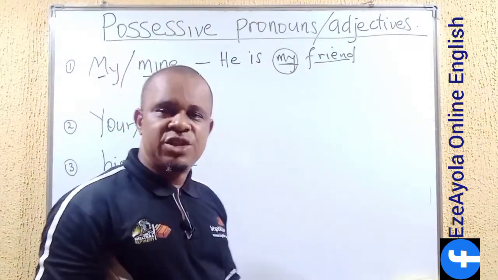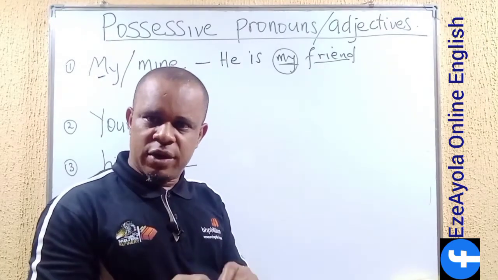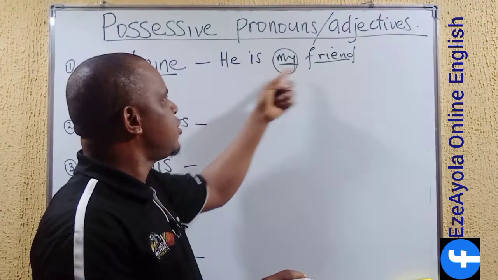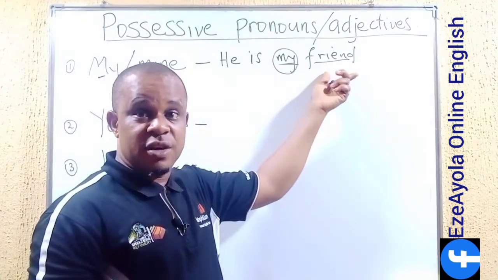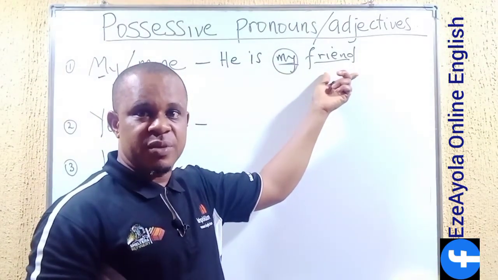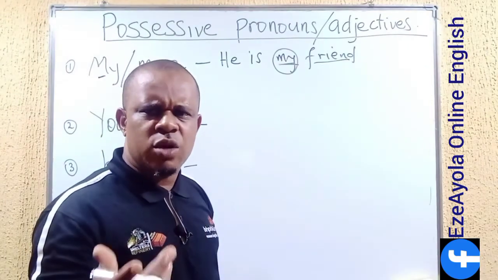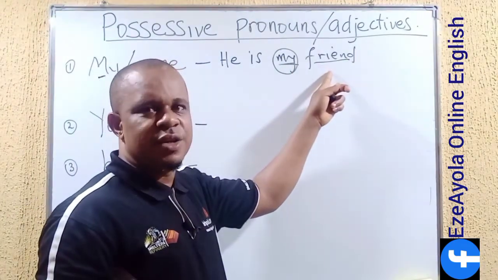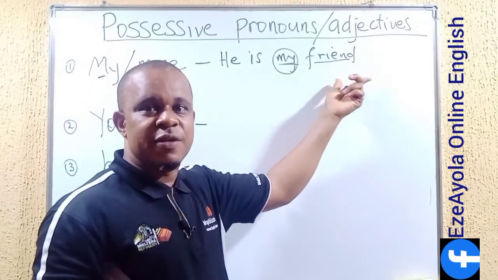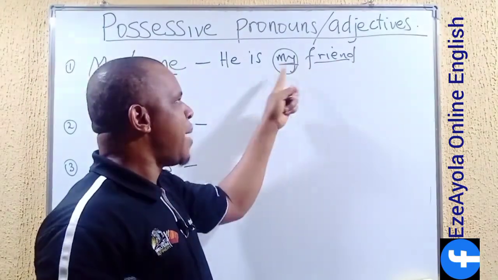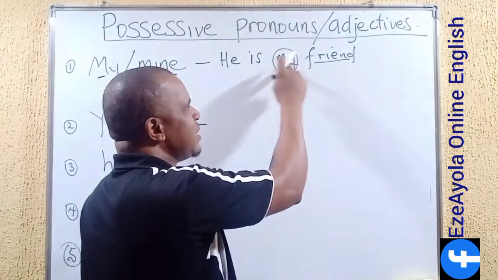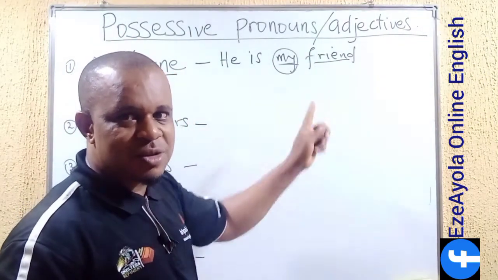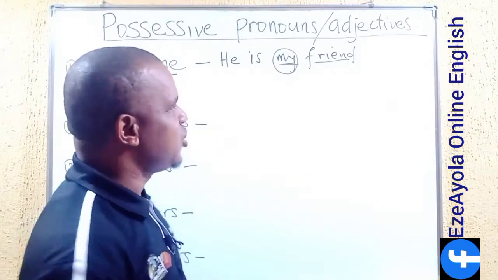Remember, adjectives are words that qualify or describe. Now, if I say he is friend, of course it is a good expression. He is friend. What friend? What kind of friend? My friend. You now describe the friend he is. So this is describing the friend. Not pronoun, but what? Possessive adjective.